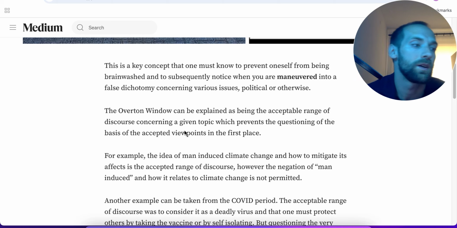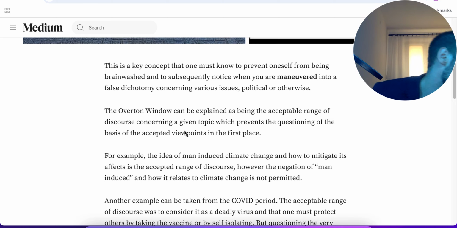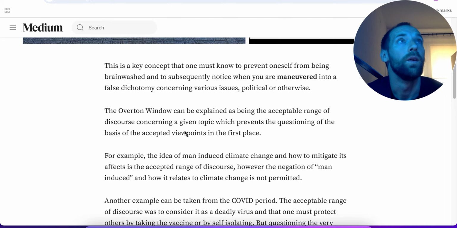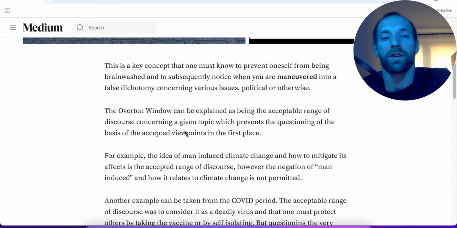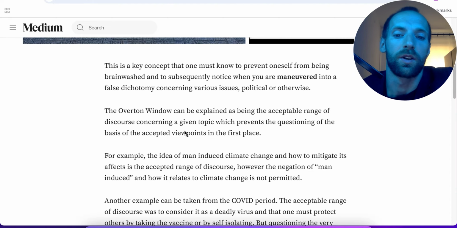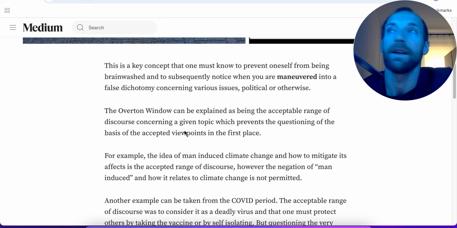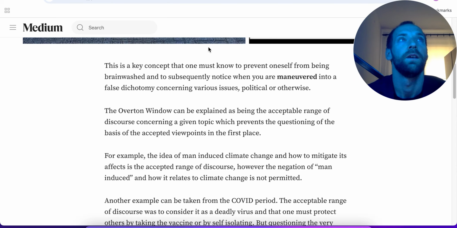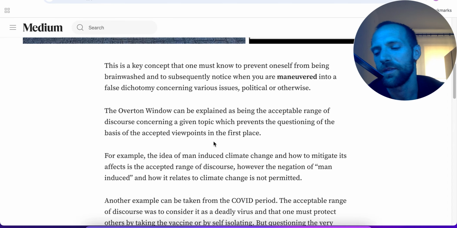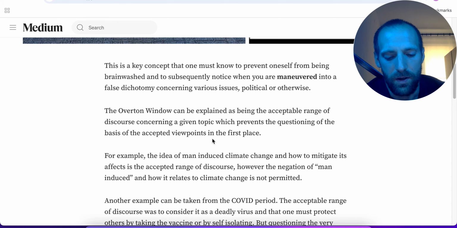But yes, this concept of the Overton window, noticing how the Overton window is created in order to control discourse can be very helpful in trying to discover the truth. Now, I follow a couple of accounts on Twitter that engage in excessive conspirological type thinking.